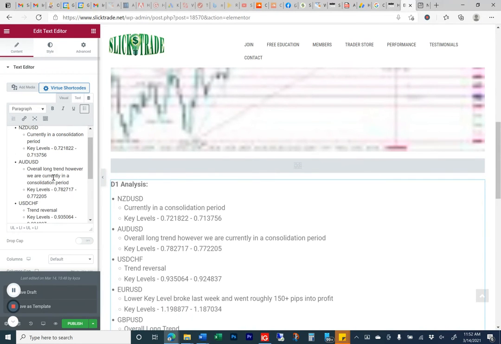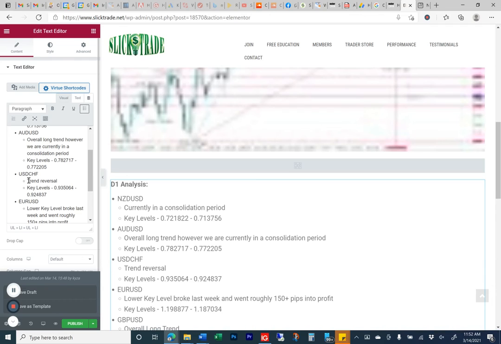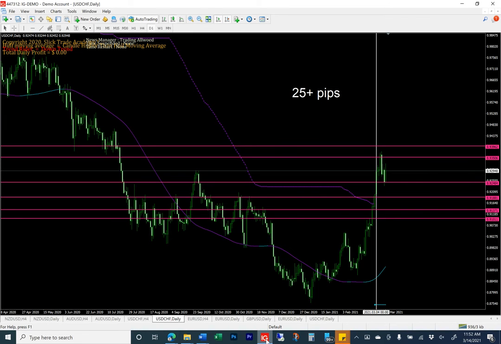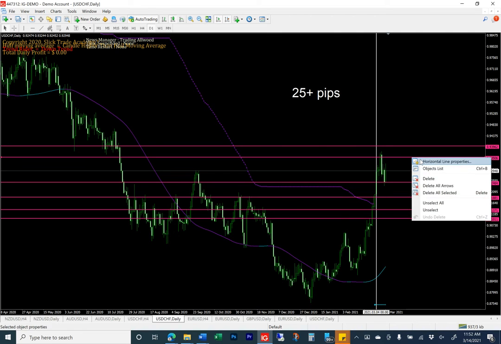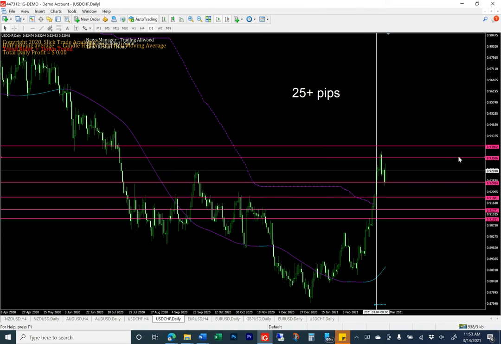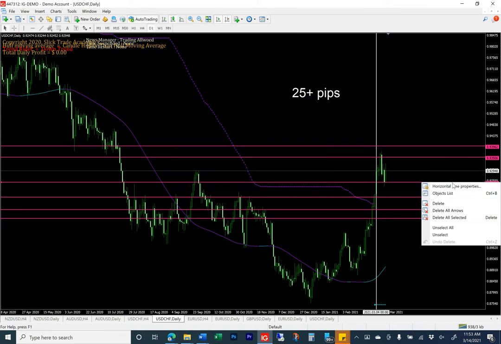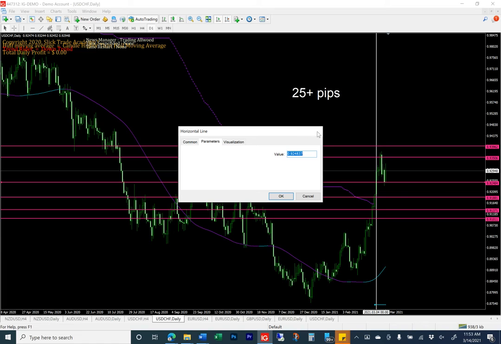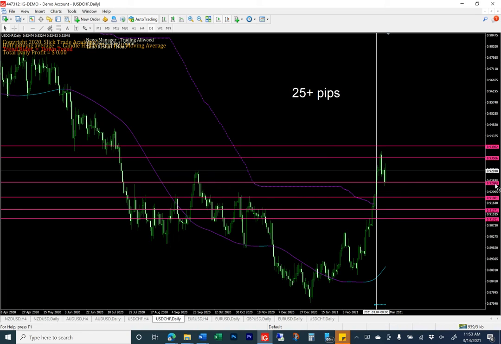Okay, as far as this, we are currently in that long trend. Our key levels are here. Oh, that's the same up there. Didn't look the same to me. Oh yeah, okay. It's a few pips off on the chart here, but it's still the same defined range.